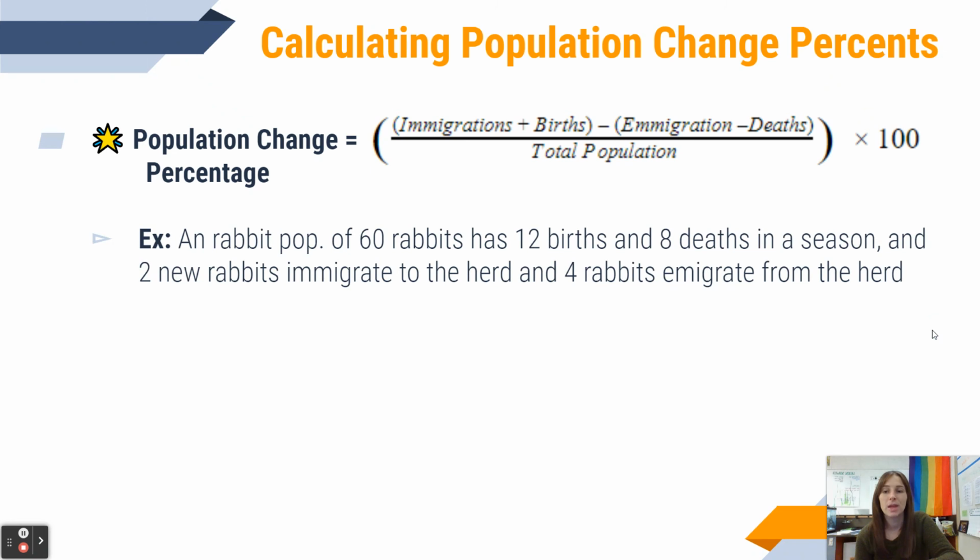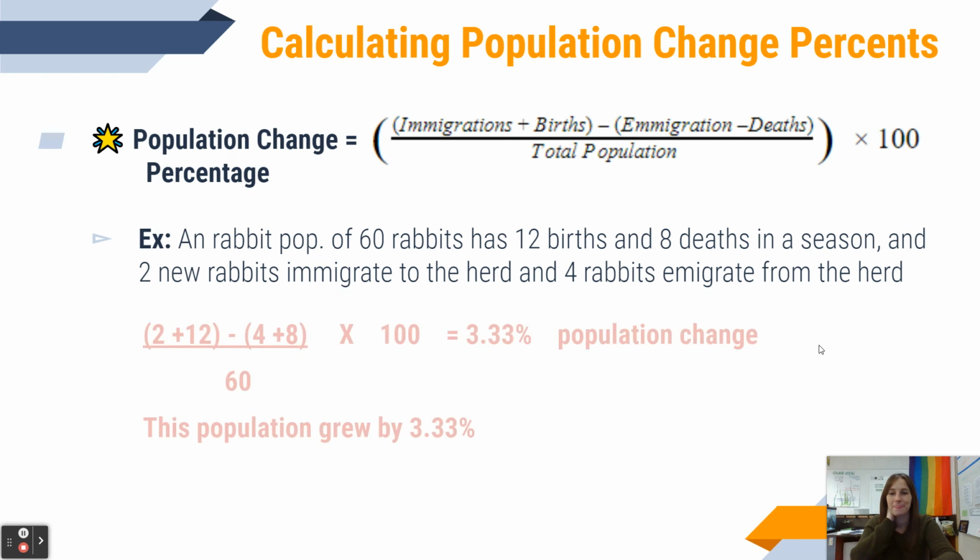So for example, say we have a situation with a rabbit population of 60 rabbits that has 12 births and 8 deaths in a season, and we have 2 new rabbits immigrating to the herd and 4 rabbits emigrating from the herd. I want you to do the math here so that you can see if you're able to do it correctly. So I'll have you pause the video here before I give you the answer. And I'm going to assume you paused the video, so I'm going to give you the answer now.